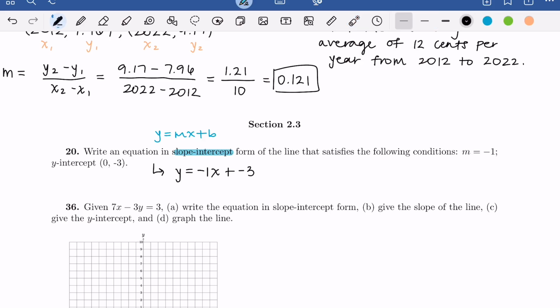Okay, so let's simplify this a little bit further. We know that whenever we have a one coefficient in front of our variable, we don't actually have to write that one. So we're just going to leave this as a negative x here. The 1 is implied. And then we're adding a -3. So this is the same thing as just subtracting 3. So this would be the equation for our line that satisfies these two conditions here.